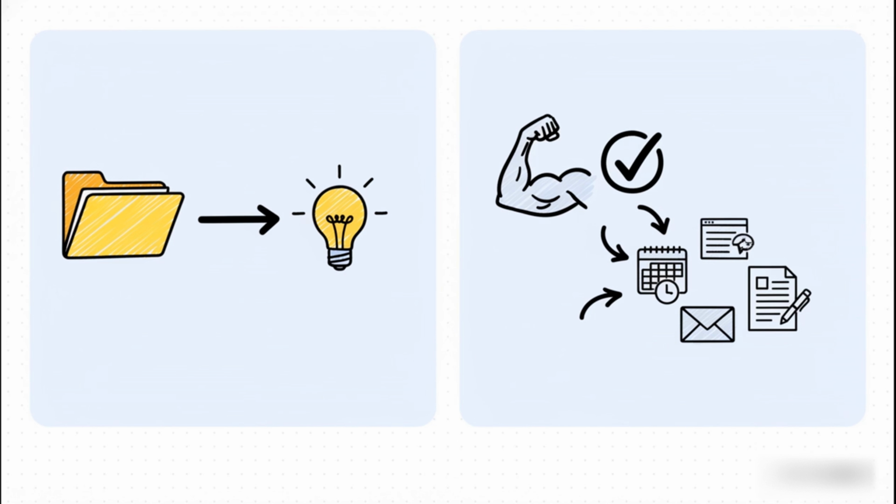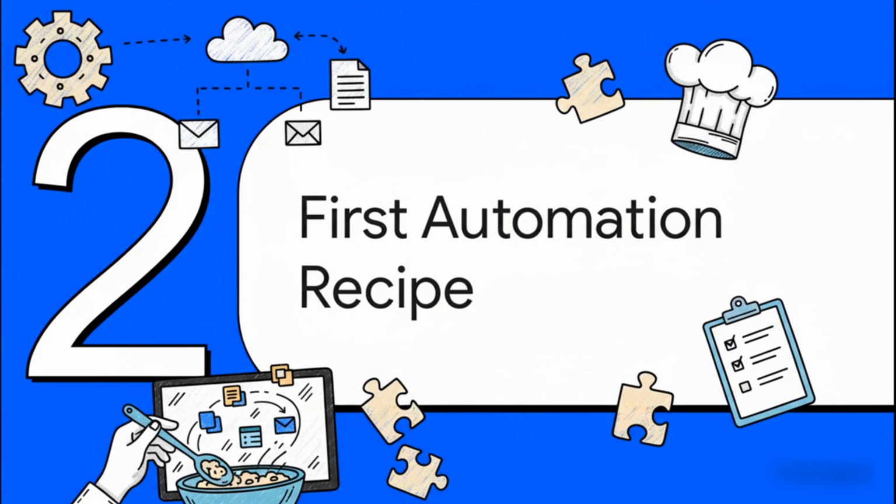But then you have the installable triggers. Now, these are the heavy lifters. They do need you to grant permission, but in return, they can do so much more, like running every morning at 9 a.m. sharp or firing off an email the very second someone fills out your Google form. All right, so now we know the key ingredients, right? We've got scripts, services, and triggers. So let's see how they all come together in a simple, really practical recipe.